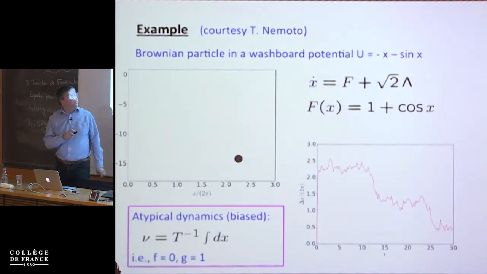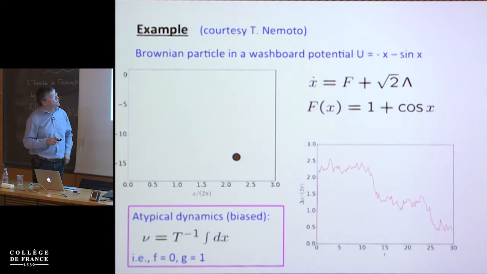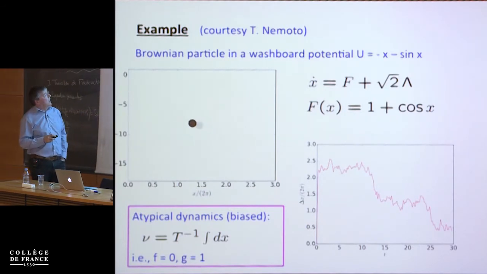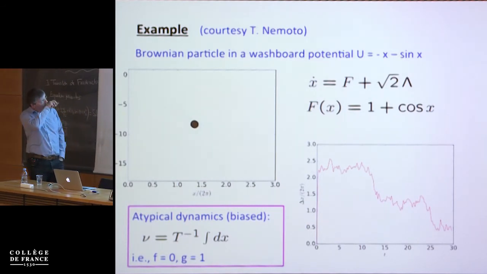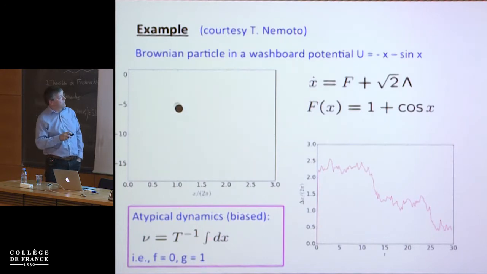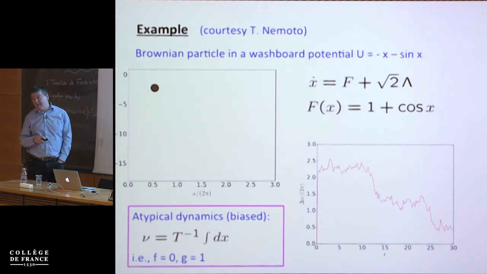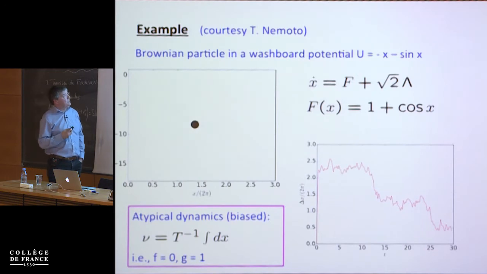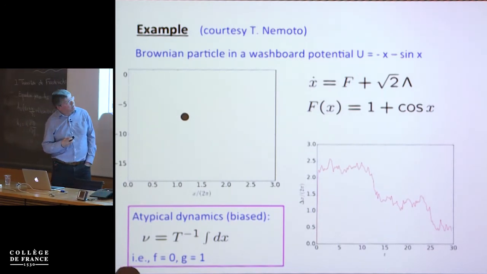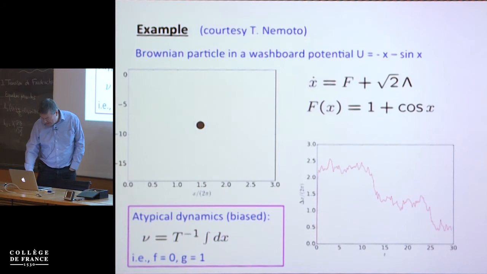On the other hand, if I waited long enough, I could occasionally observe a trajectory which does this. And indeed, if I bias the dynamics by requiring a certain average velocity to the left, which is what this is now doing, then I generate motion like that. So that's the tilted or biased ensemble. That's the kind of dynamics I'd see. Obviously, it depends on how much I want the velocity to the left to actually be.